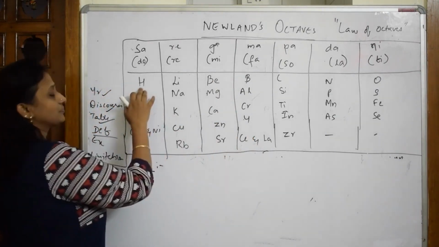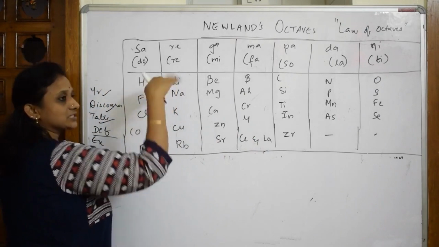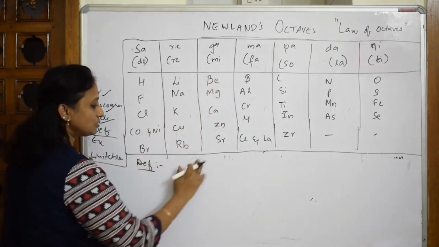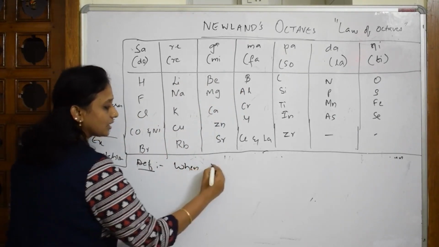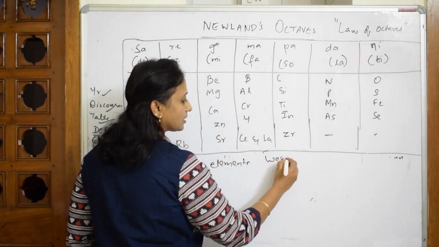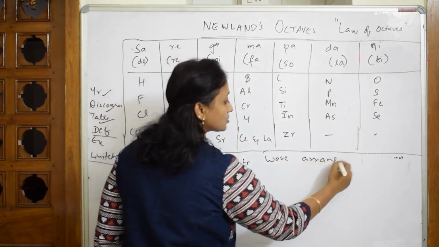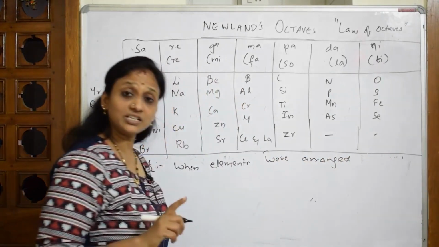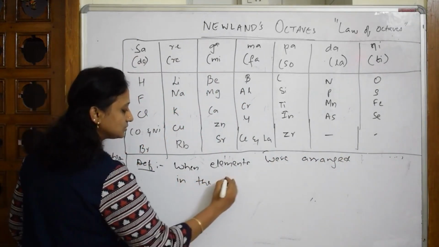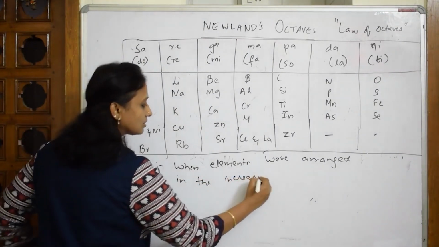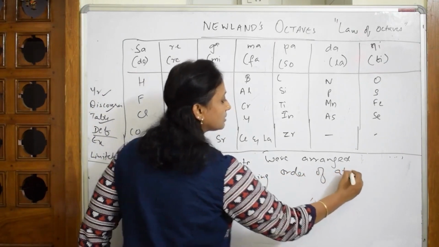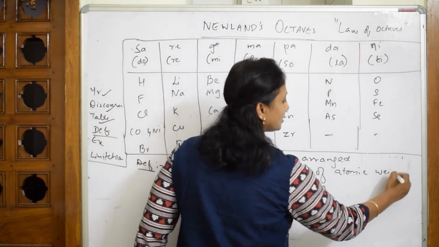So hydrogen, okay, helium was not discovered, it was discovered later in Mendeleev's time. So hydrogen, after that lithium, then beryllium, then boron. So you should start when elements were arranged, what was the criteria? Arranged in the increasing order of atomic weight. Right, this is the concept.